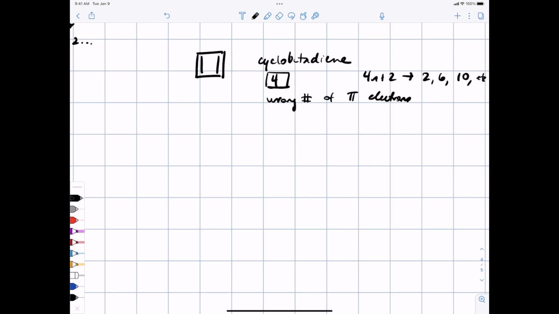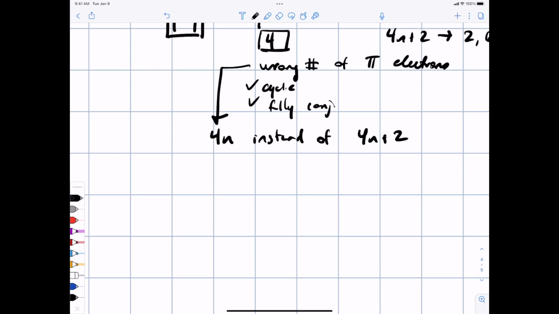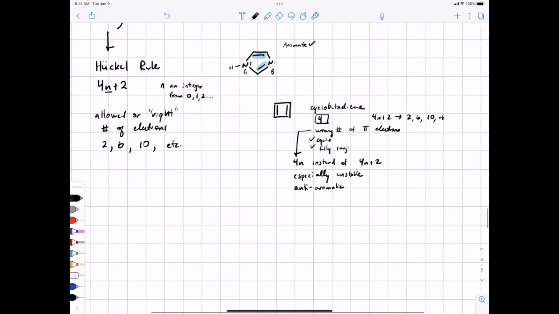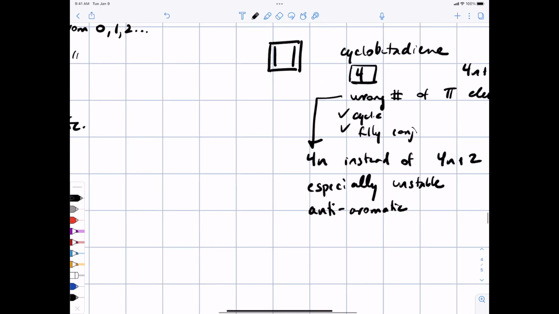It is cyclic, and it is fully conjugated. So if you're cyclic and fully conjugated, but you have the wrong number of pi electrons, that is 4n instead of 4n plus 2, that is no longer just not aromatic, that is especially unstable. And it's called anti-aromatic. And let me show you what I mean by especially unstable.